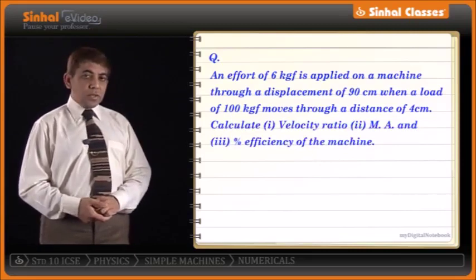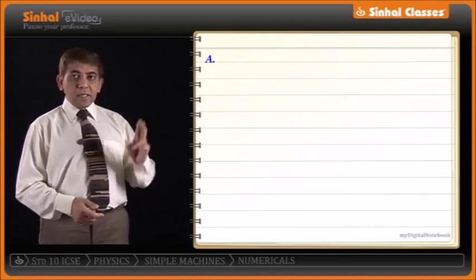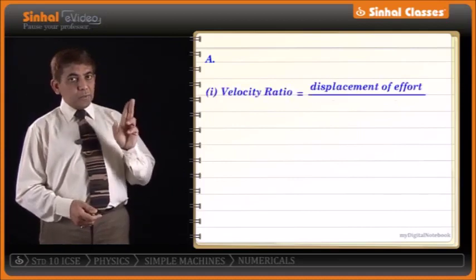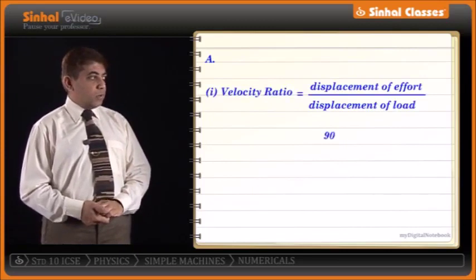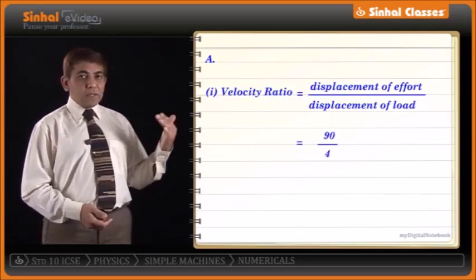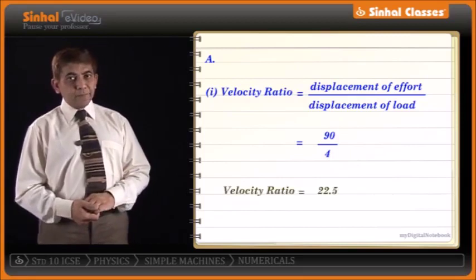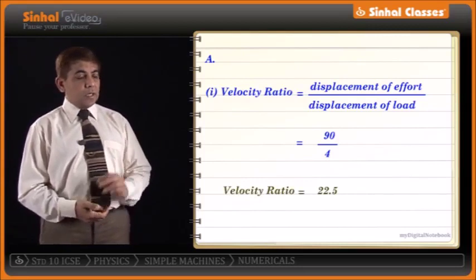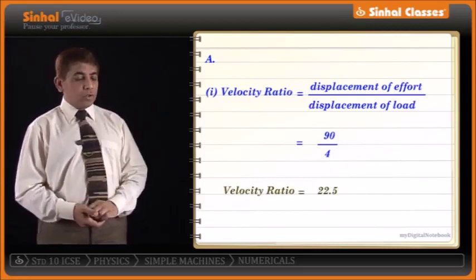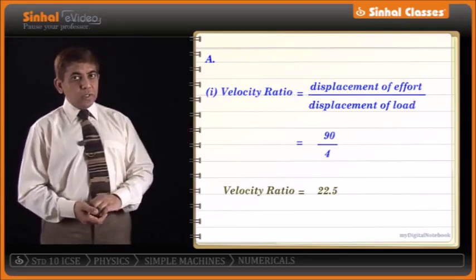We know velocity ratio in terms of displacement ratio also. So velocity ratio is nothing but displacement of effort upon displacement of load. Given both the values, we substitute. It works out to be 90 upon 4, that is 22.5. Again, being a pure ratio, it is a unitless quantity. So there are no units for velocity ratio. So we just say velocity ratio is equal to 22.5.